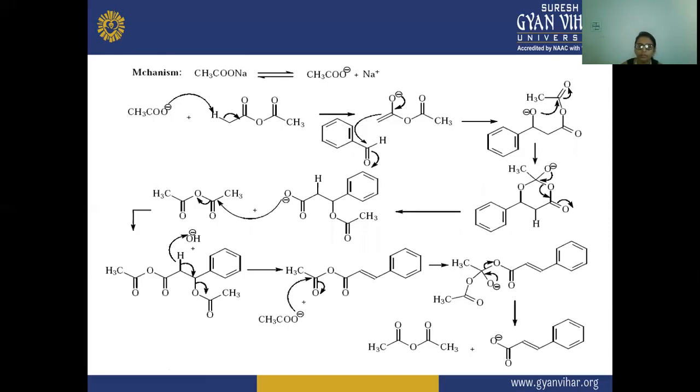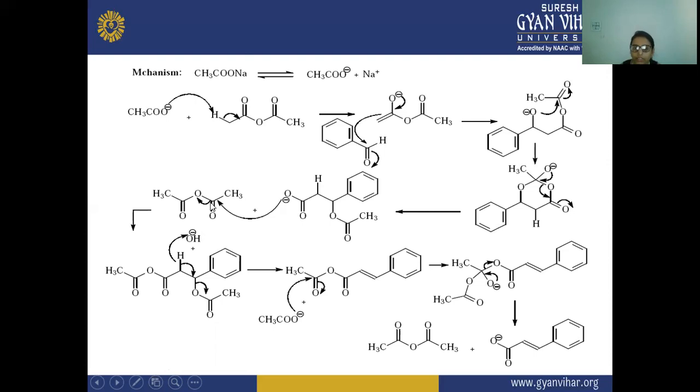This is the reaction mechanism of the Perkin reaction. The salt of a carboxylic acid dissociates, and there is a formation of the carboxylate ion and the sodium ion. This carboxylate ion then reacts with the anhydride, and there is a formation of an intermediate. And again, the benzaldehyde is reacting with this carbanion, and there is a formation of another intermediate. These are the intermediates that are formed from these reactions.